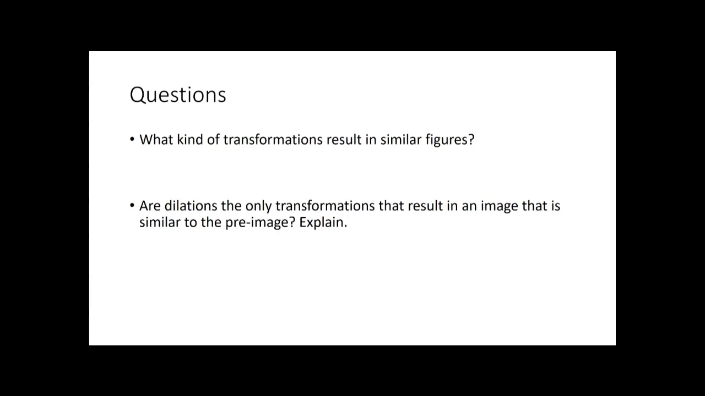All right, so main questions again: what kind of transformations result in similar figures? Go ahead and list them. Again, just kind of do a recall off the top of your head. We saw some of them in the examples. Now, last question: are dilations the only transformations that result in an image that is similar to the pre-image? Explain. So, are there other transformations that would maintain similarity?